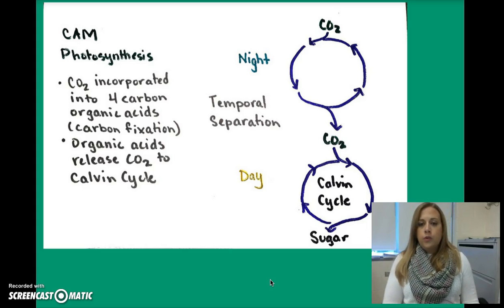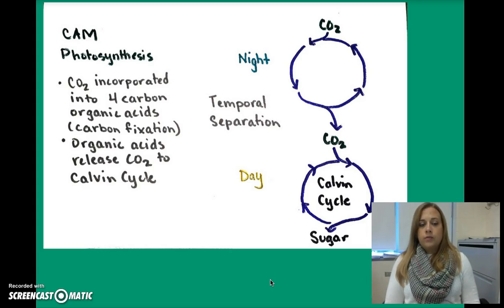So with C4 photosynthesis, we had a separation in space. The pulling in of the carbon dioxide and the Calvin cycle were happening in 2 different types of cells. Here we have a separation of time. So the carbon dioxide is getting pulled in at night and it's getting stored in the cell until daytime, and then during the day the carbon dioxide is being brought into the Calvin cycle.